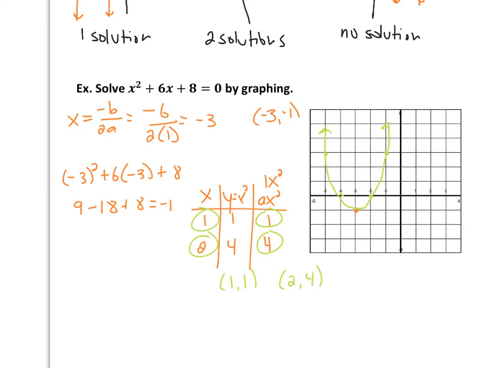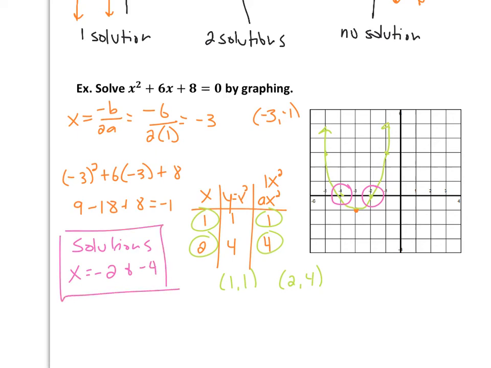All right, and then we say, okay, where does this cross the x-axis? Where does this intercept the x-axis? Well, it intercepts the x-axis here and here. So our solutions to this are x equals -2 and -4. So that's what we mean when we say solving by graphing. Graph it. Where does it cross the x-axis? That's our solutions. And the solutions specifically are the x values. That's why we call them x-intercepts.